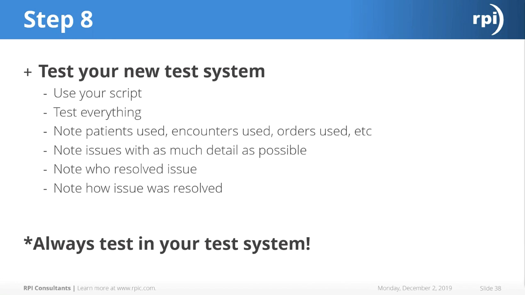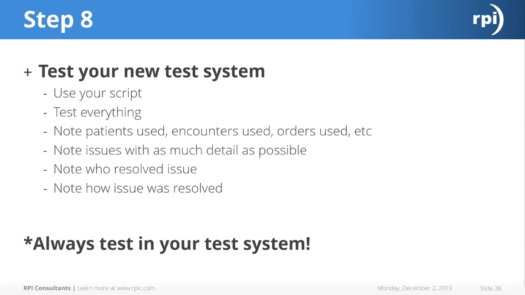So your upgrade is done. Everyone's done their piece. You've done your Epic upgrade. You've done your OnBase upgrade. The other team has done their Epic upgrade. Now it's time to test your system. So it is best to use those scripts, have your OnBase admins go through and test everything.